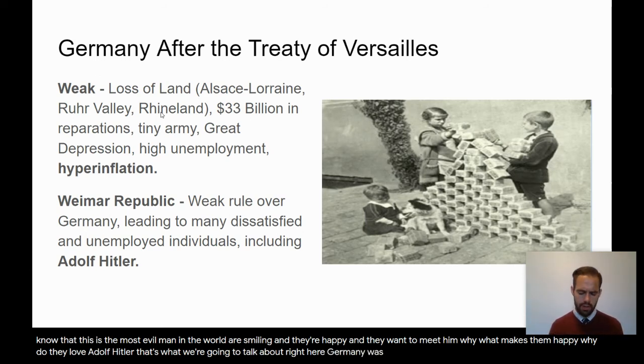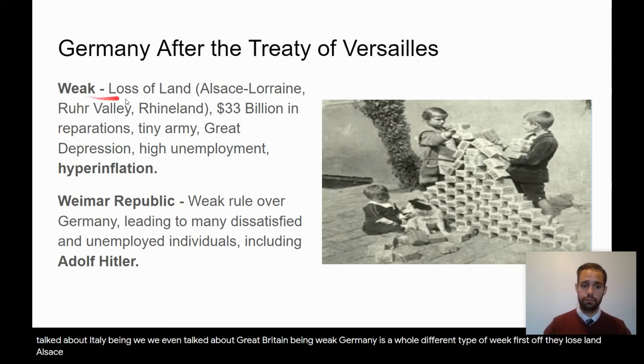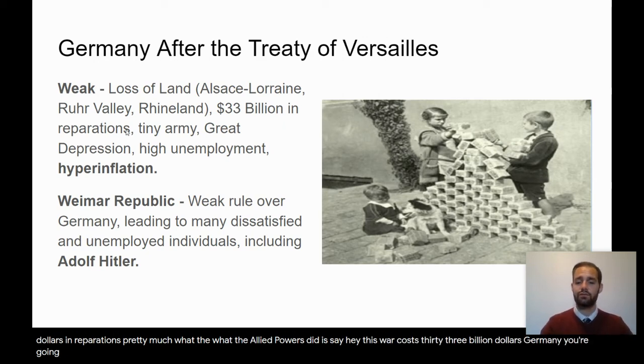Germany was weak. We talked about the United States being weak. We talked about Italy being weak. We even talked about Great Britain being weak. Germany is a whole different type of weak. First off, they lose land, Alsace-Lorraine, the Ruhr Valley, the Rhineland, all of that land, all of those resources are lost. Number two, they have to pay $33 billion in reparations. Pretty much what the Allied powers did is say, hey, this war cost $33 billion, Germany, you're going to pay for all of it. So they are massively in debt.